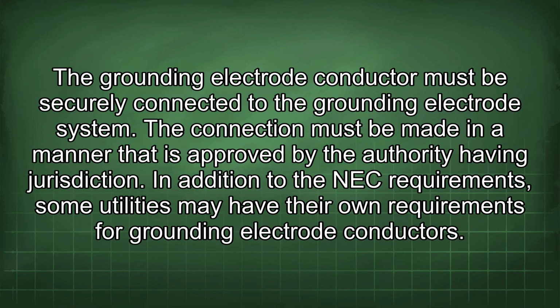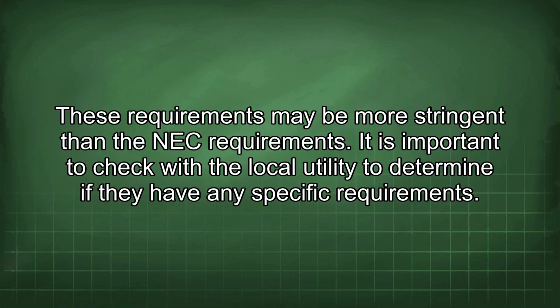The grounding electrode conductor must be securely connected to the grounding electrode system. The connection must be made in a manner that is approved by the authority having jurisdiction. In addition to the NEC requirements, some utilities may have their own requirements for grounding electrode conductors. These requirements may be more stringent than the NEC requirements. It is important to check with the local utility to determine if they have any specific requirements.